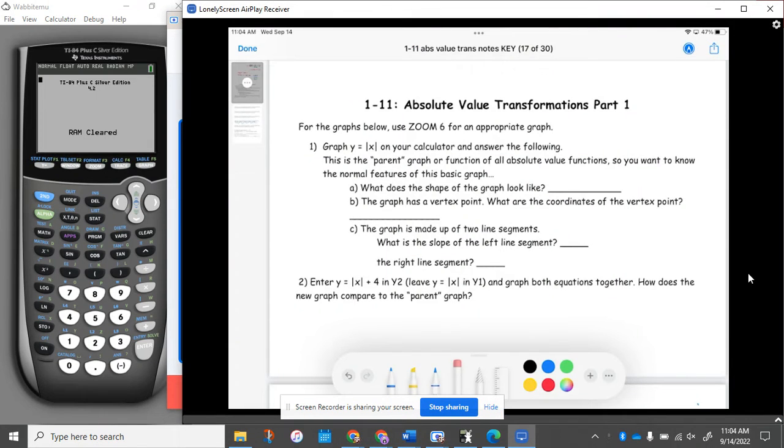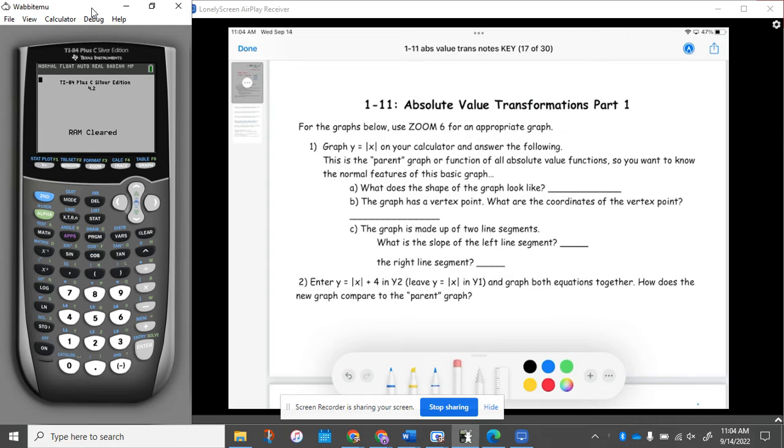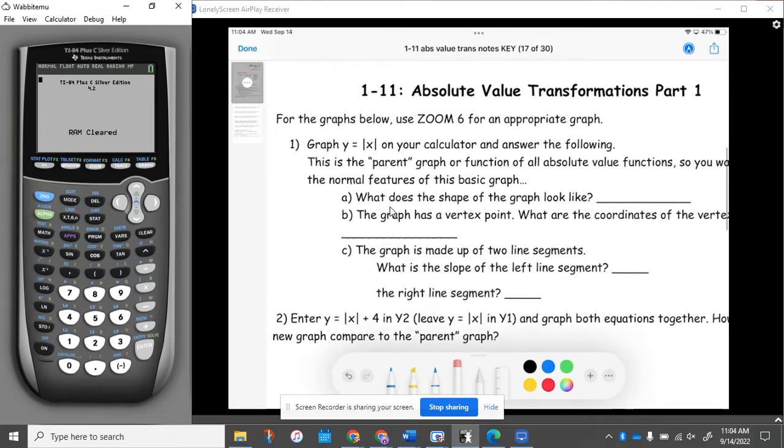All right, y'all. We are looking at the 1-11 notes. That's what's on the right side. I've also got the calculator open on the left side of the screen right here so that we can be able to use it for the notes today. Okay, so let's get rolling on this.